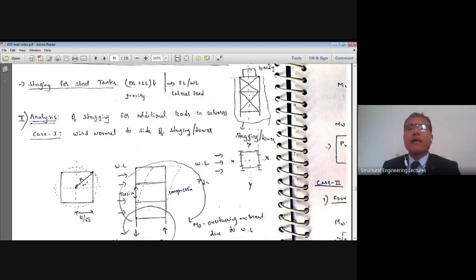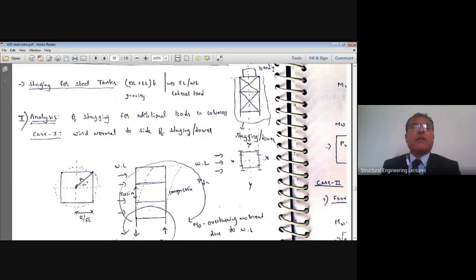But for this tank, this is a solid tank supported on a structure that is called a staging, or sometimes called a tower. This staging or tower consists of one, columns, two, horizontal bracings, and three, diagonal bracings, supported on a base plate which is resting on a footing. That is how the staging is.